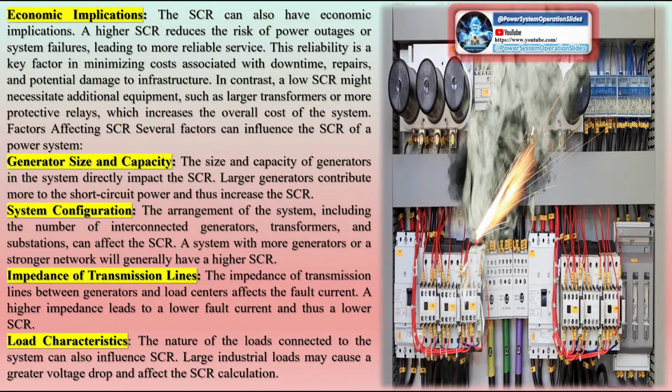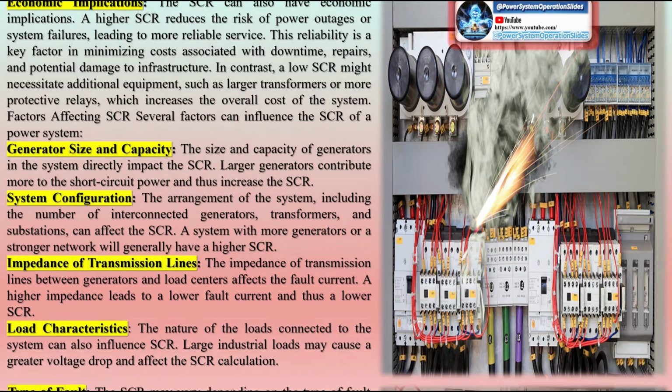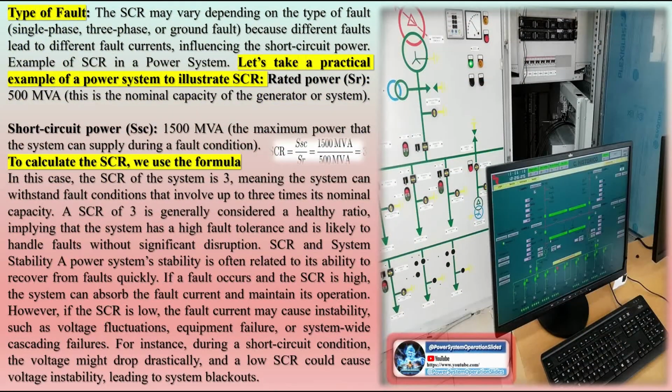Example of SCR in a power system. Let's take a practical example of a power system to illustrate SCR. Rated power: 500 MVA. This is the nominal capacity of the generator or system. Short-circuit power: 1500 MVA, the maximum power that the system can supply during a fault condition. In this case, the SCR of the system is 3, meaning the system can withstand fault conditions that involve up to 3 times its nominal capacity.